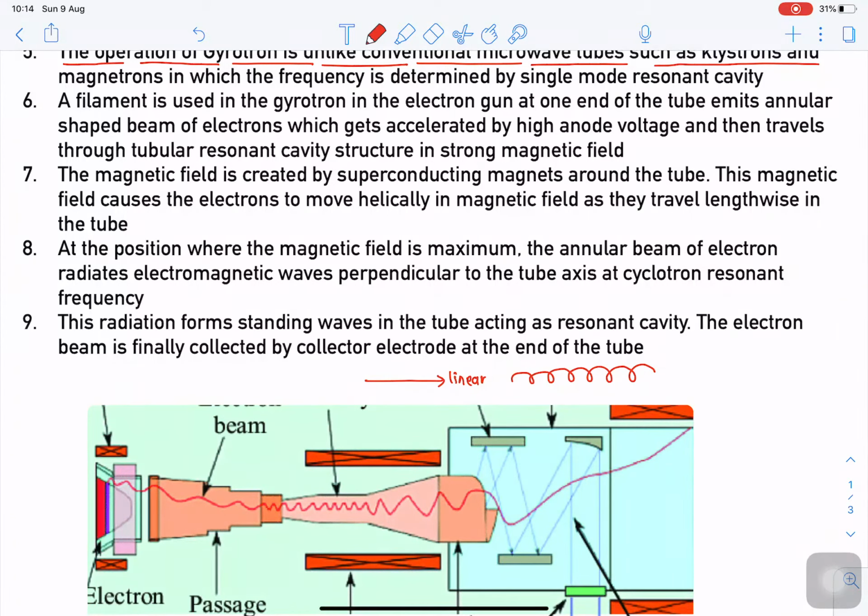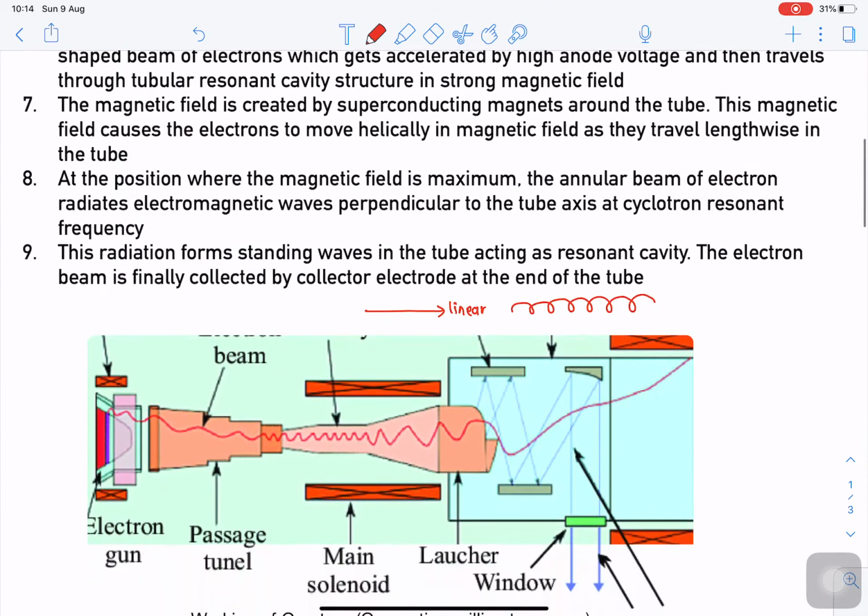Then this electron beam travels through a tubular resonant cavity structure in a strong magnetic field. Here we are going to make use of a solenoid. Solenoids are nothing but strong permanent magnets. So this annular beam of electrons is passed over a strong magnetic field. So what will happen because of that?